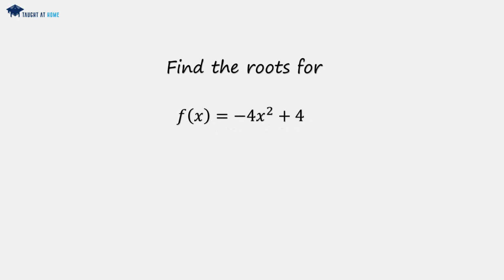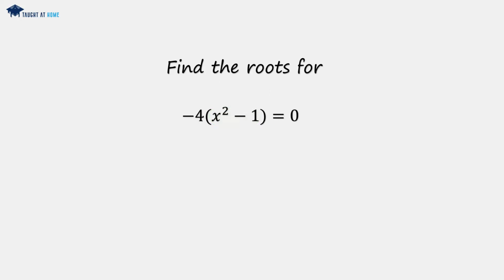Example 2. A bit trickier now. Find the roots for f(x) = −4x² + 4. What we'll do is set f(x) equal to 0, and I'll shift the 0 to the right hand side of the equal sign. Now before we factorise this using a difference of two squares, let's factor out a highest common factor. So let's take out the negative 4. And now we'll have a term in the brackets, which will be x² − 1.